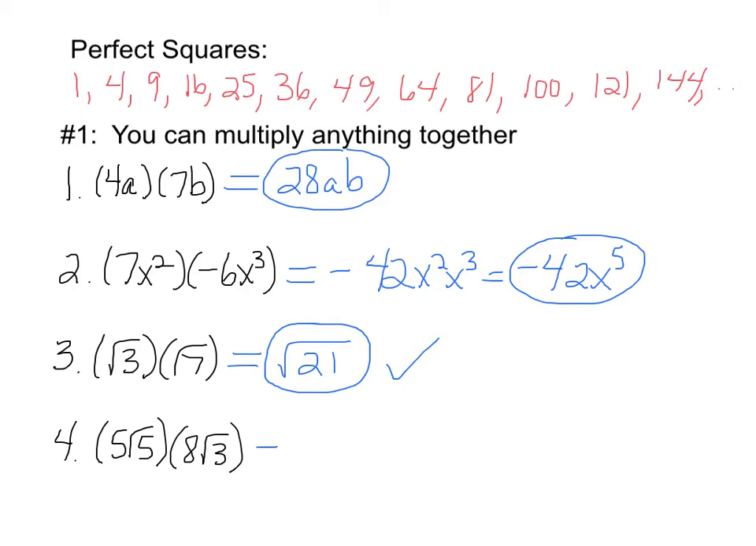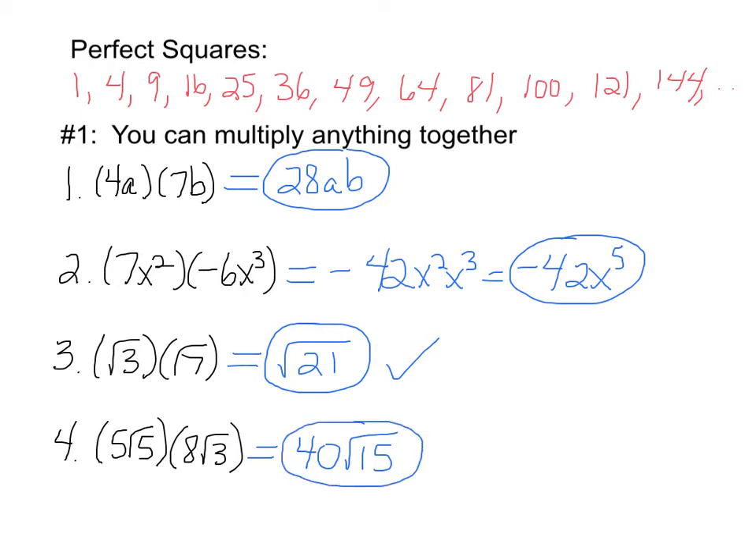Number 4, I can multiply anything I want together. If I take a regular 5 times a regular 8, I get regular 40. If I take the square root of 5 times the square root of 3, I get a square root of 15. So 40 radical 15 is the final answer.